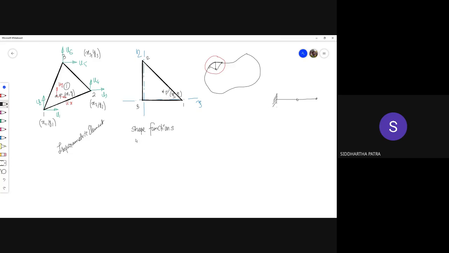So there should be three shape functions, and this is how we can map the x coordinate of point P as n1 x1 plus n2 x2 plus n3 x3. And same thing I can do for y. I can write n1 y1 plus n2 y2 plus n3 y3. This whole exercise can be written like this.